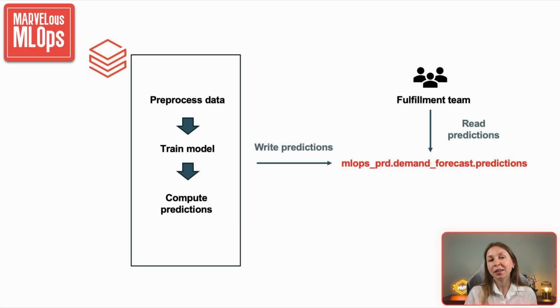This notebook typically consists of 3 steps roughly. There is some data processing, there is model training, and there is computation of predictions, and those predictions are then written to a Delta table, and the fulfillment team can pick it up and use it in their business processes.